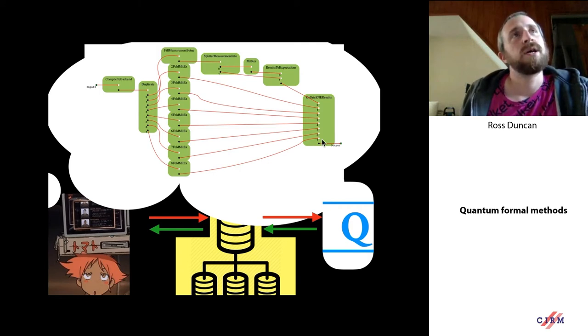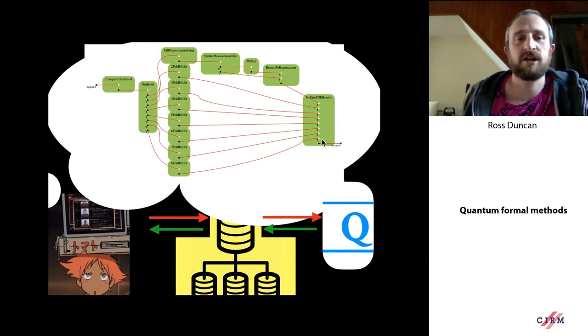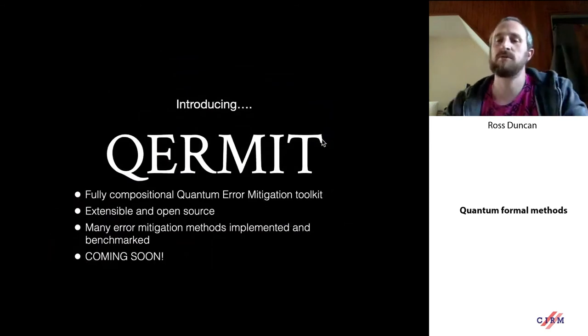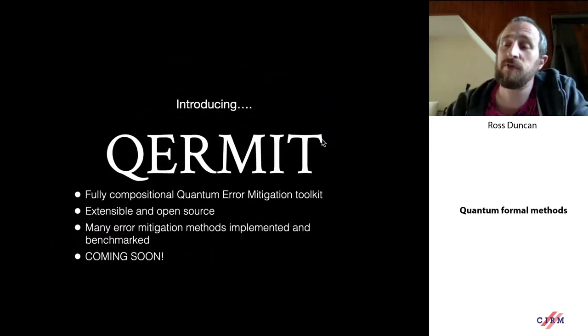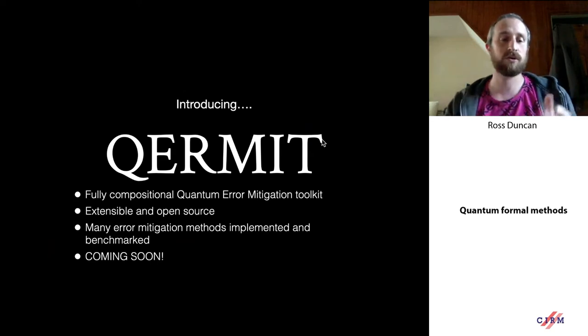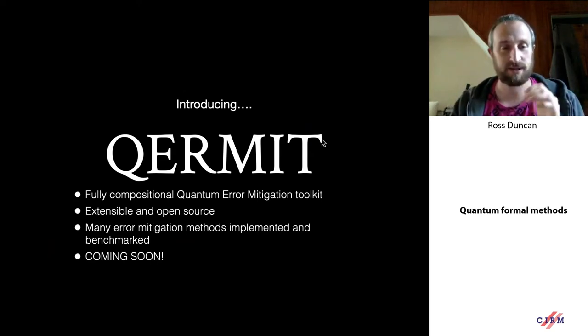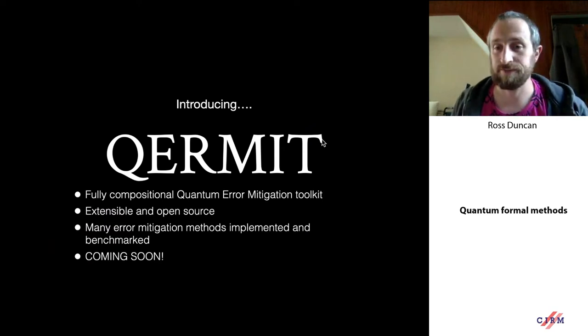Now, you may have guessed from these pictures that this is something which exists, or which nearly exists. So I'm hopeful that this will be available to the public in the next few weeks, certainly by midsummer. It's a new package we've made called Kermit. It's for error mitigation. It includes the methods I've just talked about and quite a few more. And there will be a paper about it a bit later this year. So keep your eyes open for that.